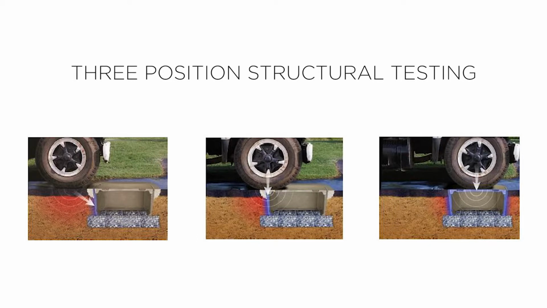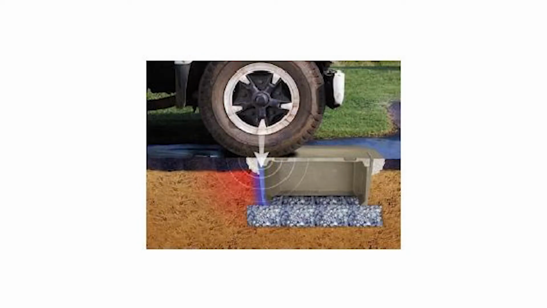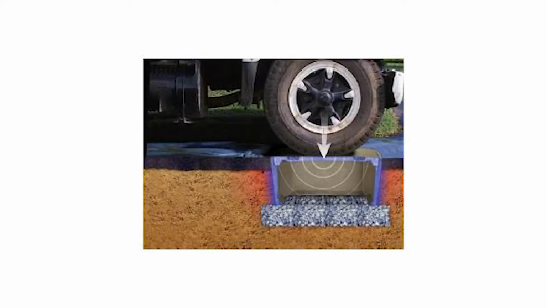3-position testing is required to determine how a product will perform in actual use. In order to qualify a product's performance, test loading should be performed at the lateral center of the longest sidewall, at the vertical center of the longest sidewall, and at the vertical position in the center of the cover.